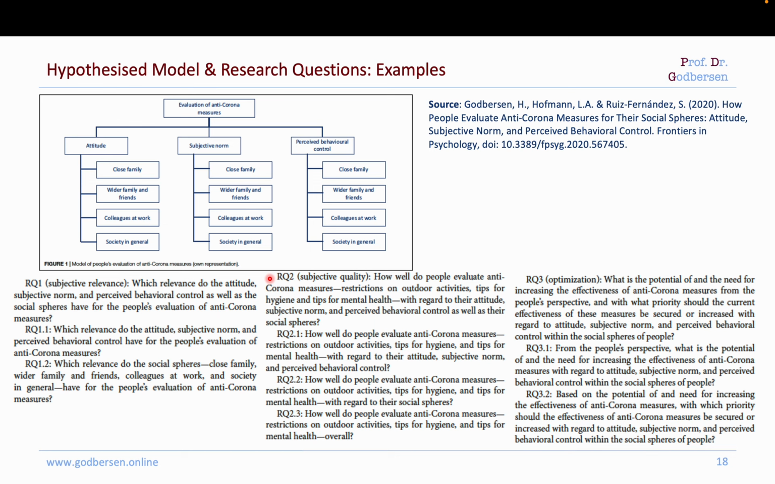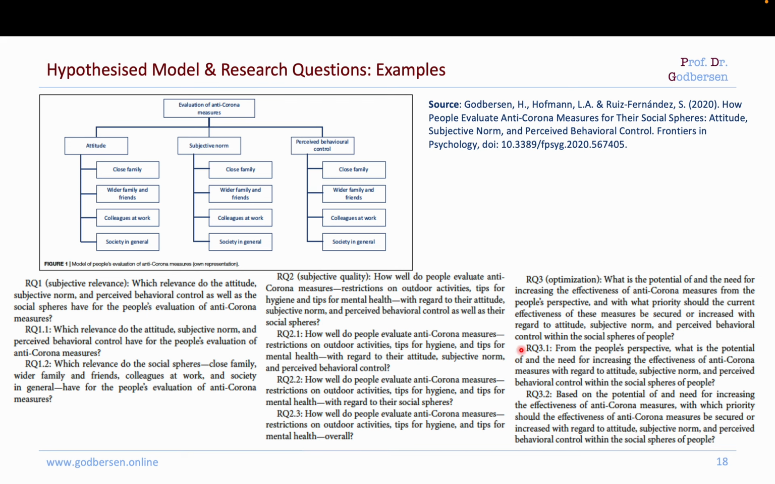The second research question was about the subjective quality. How well do people evaluate anti-corona measures with regard to their attitude, subjective norm, and perceived behavioral control, as well as their social spheres? And again, we have subordinate research questions. RQ21: How well are the anti-corona measures evaluated with regard to attitude, subjective norm, perceived behavioral control? RQ22: How well do the people evaluate anti-corona measures with regard to their social spheres? Finally, RQ23: How well do the people evaluate anti-corona measures overall?